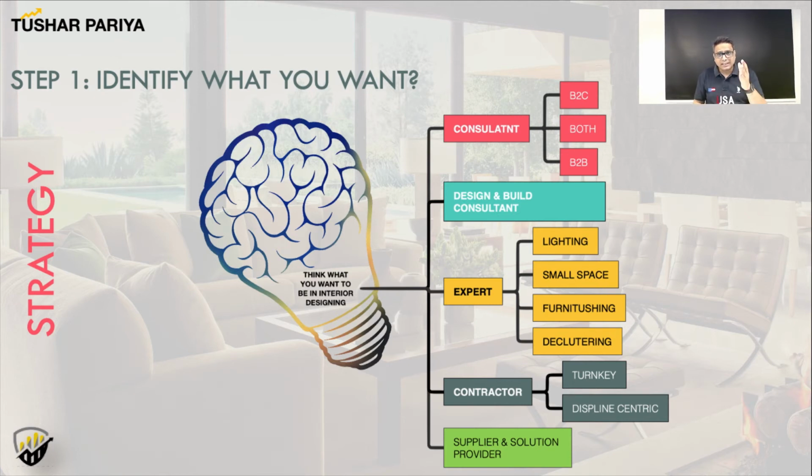Another is you want to become a specific expert in some field, let's say lighting. So you want to become a lighting expert, or a small space expert, wherein you renovate only small spaces and you give fantastic solutions like Murphy beds, or sofa cum beds, or folding dining tables and stuff like that, right? So you can change one room into multiple rooms. That kind of expert you want to become.